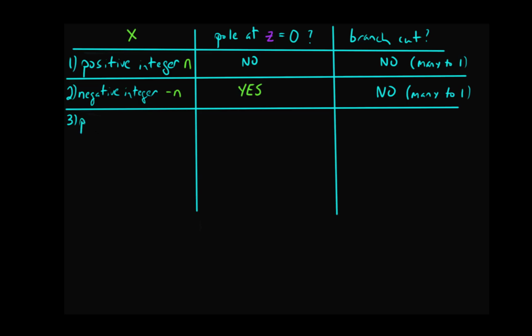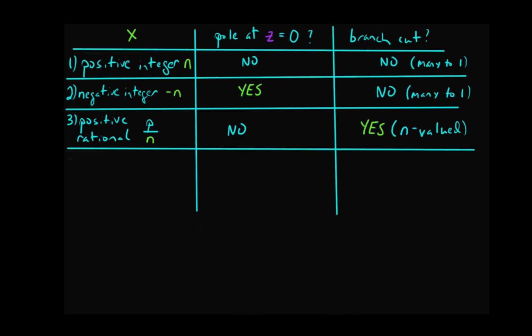Now the third case that we analyzed was the case where x is a positive rational number, which I'll call here p over n. And if p over n is a positive rational number, then we don't have a pole at z equals 0, but we do have a branch cut. And this function is going to be an n-valued function. It'll have n branches. The fourth case, where x is a negative rational number, which we can call negative p over n, does have a pole at z equals 0, and also has a branch cut, because this is again an n-valued function.